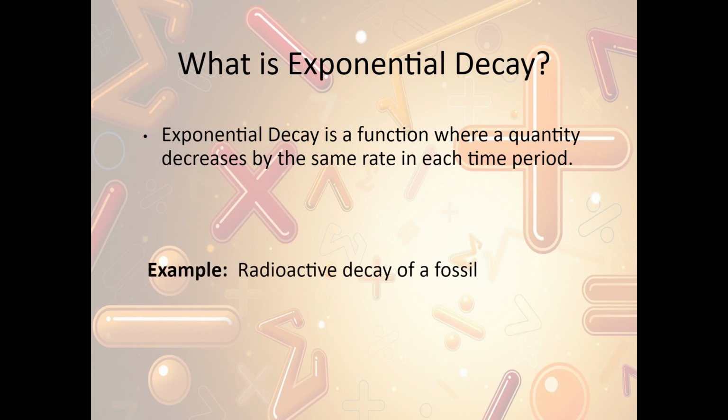It becomes just bones. And what happens is there's a certain amount of carbon in that bone. After a while, the carbon starts to decay. It starts to wither away. It starts to evaporate. From there, we can tell how old the fossil is based on the amount of carbon that's still left. So that's radioactive decay of a fossil.